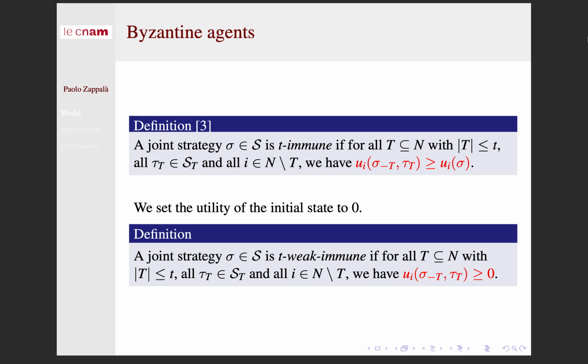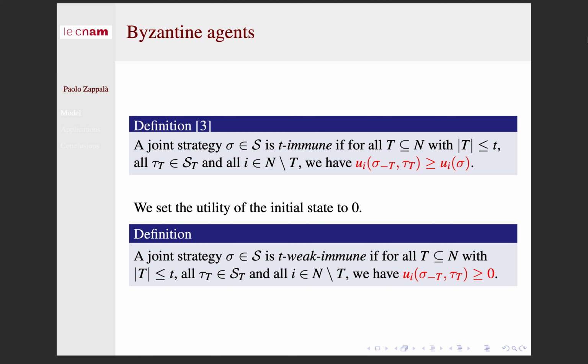This property is interesting, but we think that it is very rare to be applied. Sometimes it is very rare to be found, and therefore we introduce a new property which is called T-weak immunity. Basically, we set the utility of the initial state to 0, and then we want the protocol to provide at least the utility of the initial state, which is null, no matter what the subset of T players does.